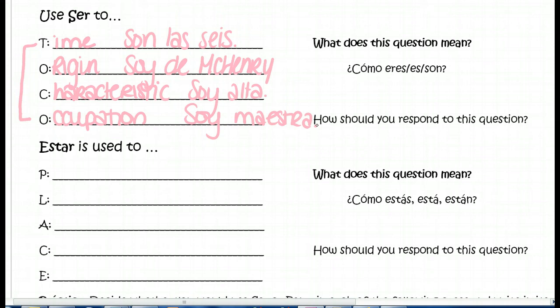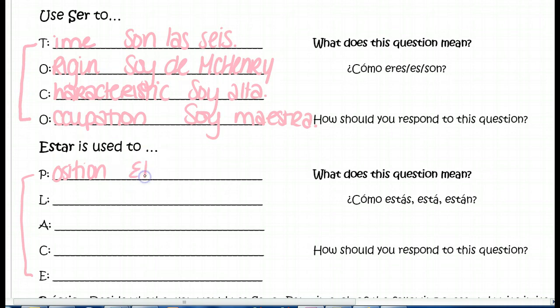Now we have the verb estar. For the verb estar, we also have an acronym. This acronym is PLACE, and this is easy to remember because with estar, we're generally talking about a place or an emotion. I'll tell you a little rhyme a little bit later to help you remember. The P stands for position. This is something like the book is on top of the desk.